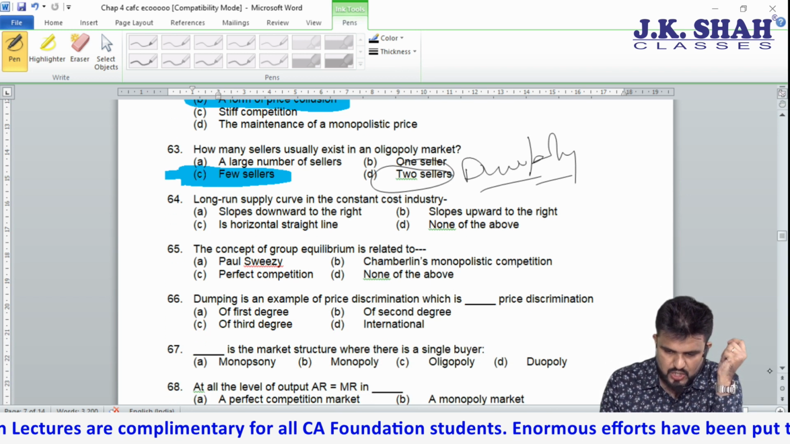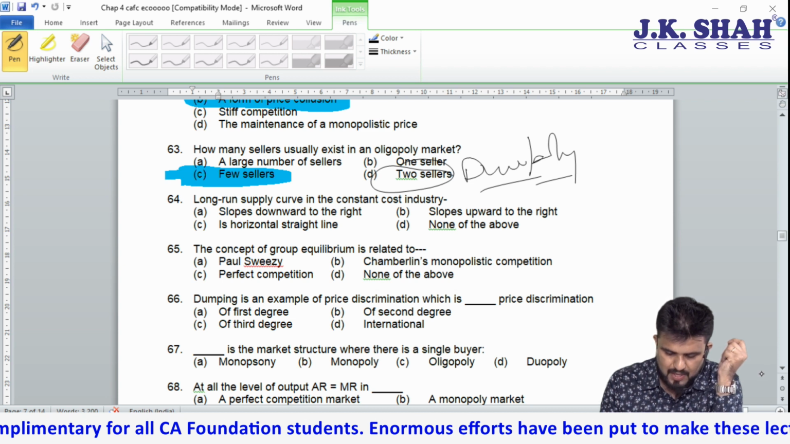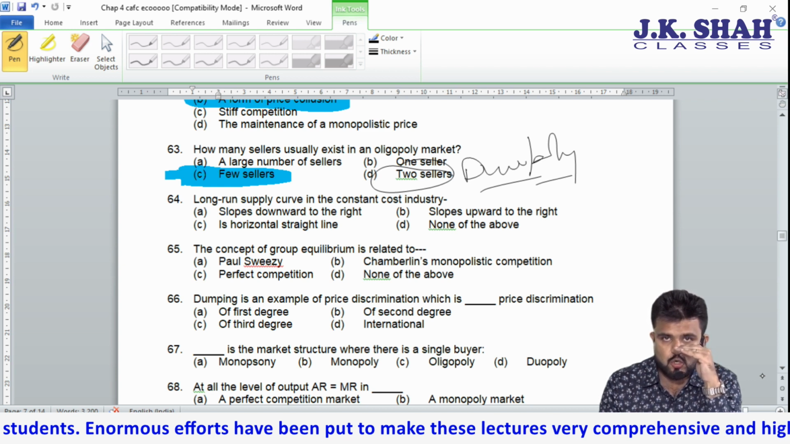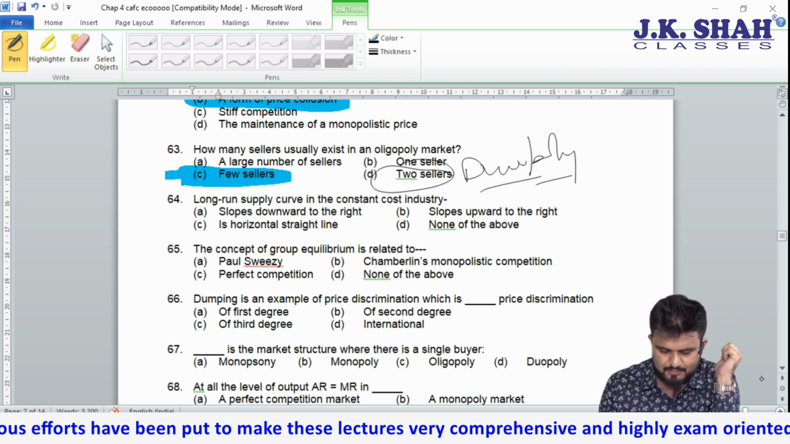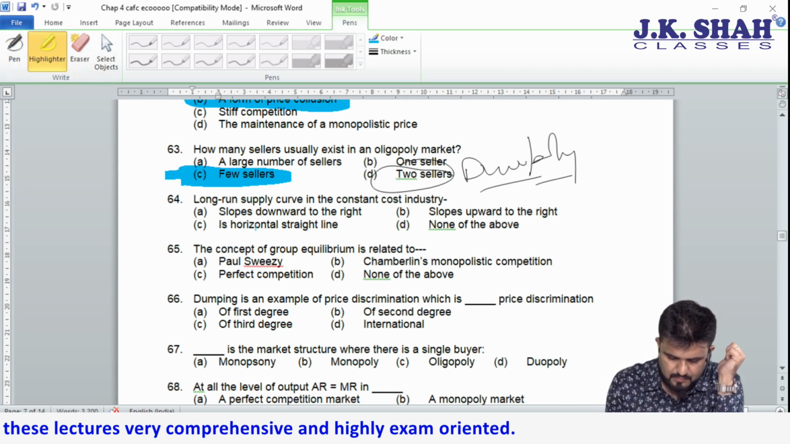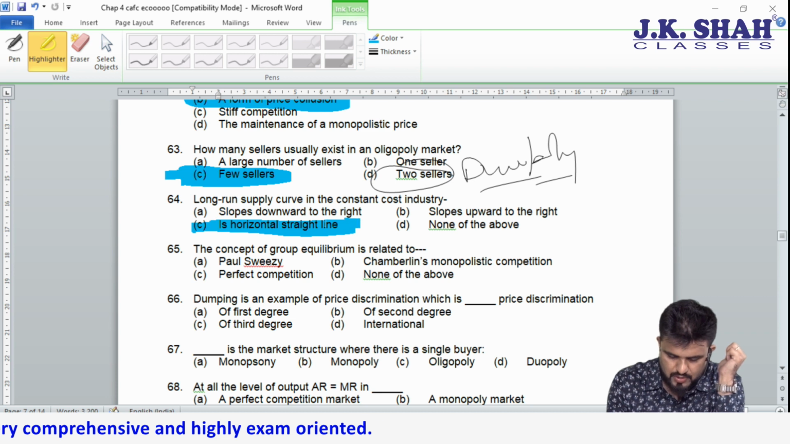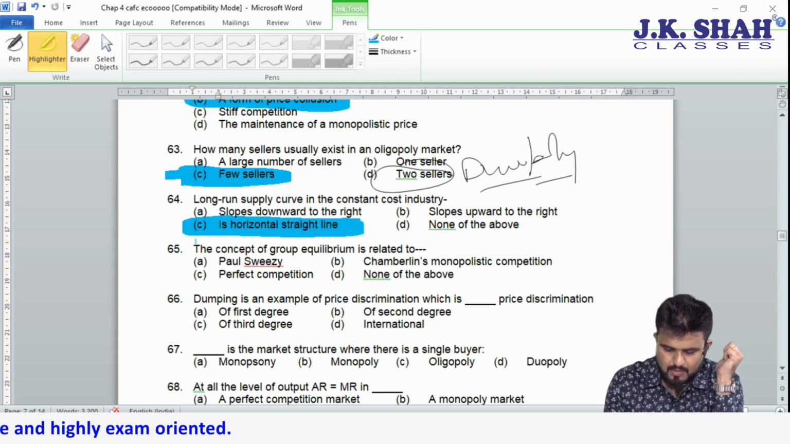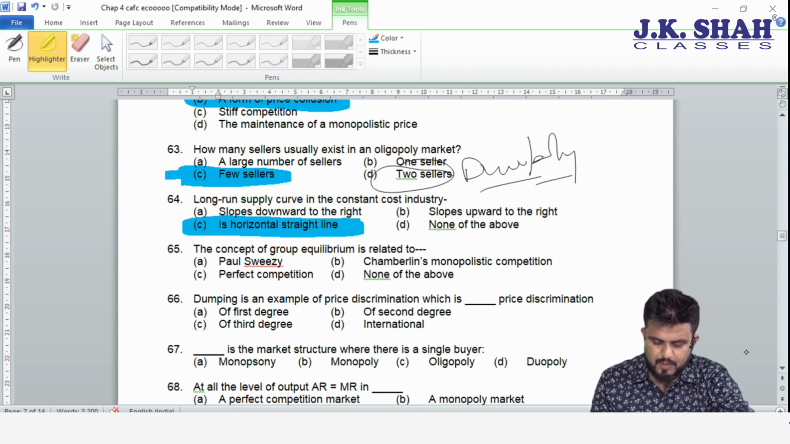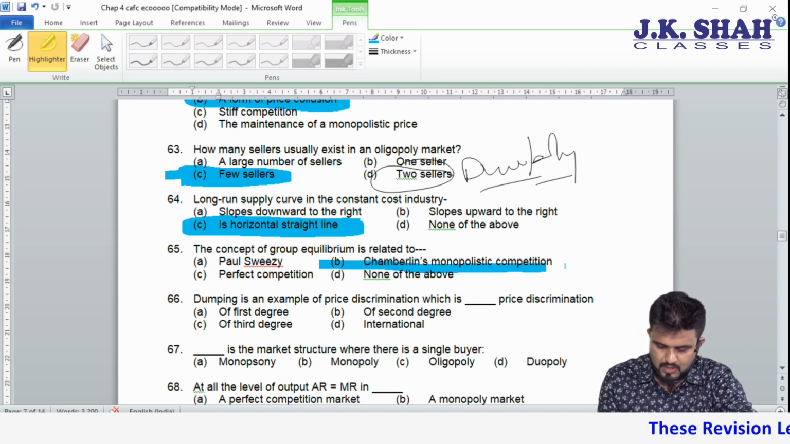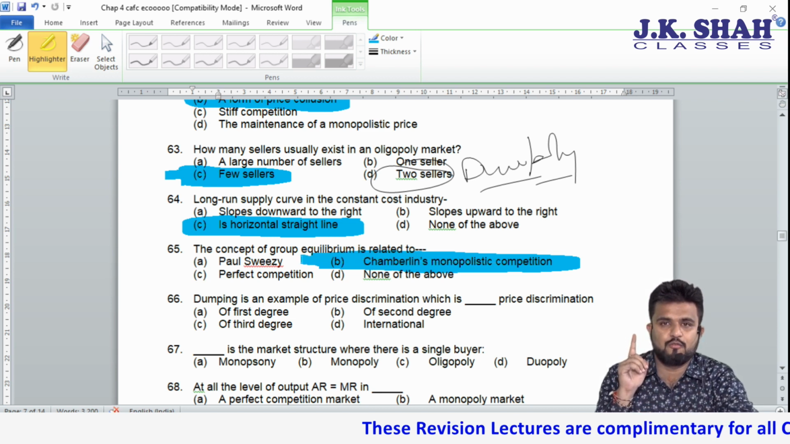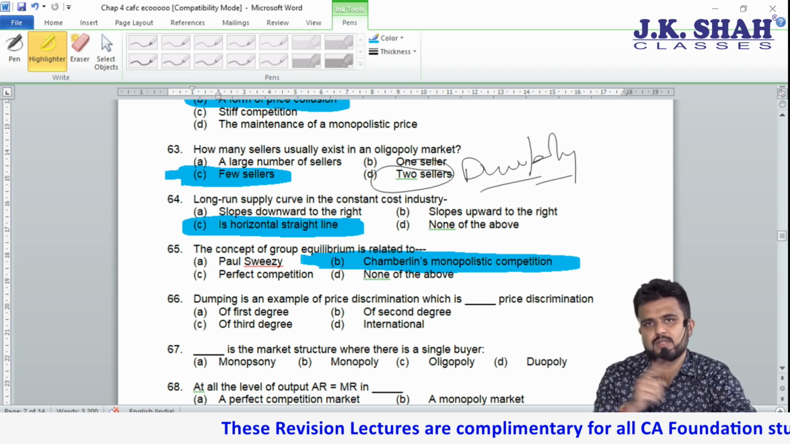Next, 64 now. The long run supply curve in a constant cost industry is shown as a horizontal line. Have they given it in the option? Yes. This is your horizontal straight line. 65. The concept of group equilibrium is given by Chamberlin. Chamberlin gave a concept of group applicable to monopolistic competition as well as oligopoly.